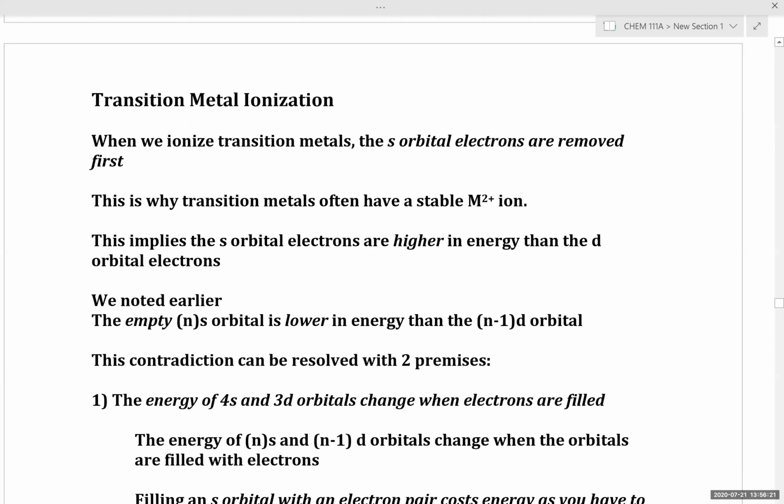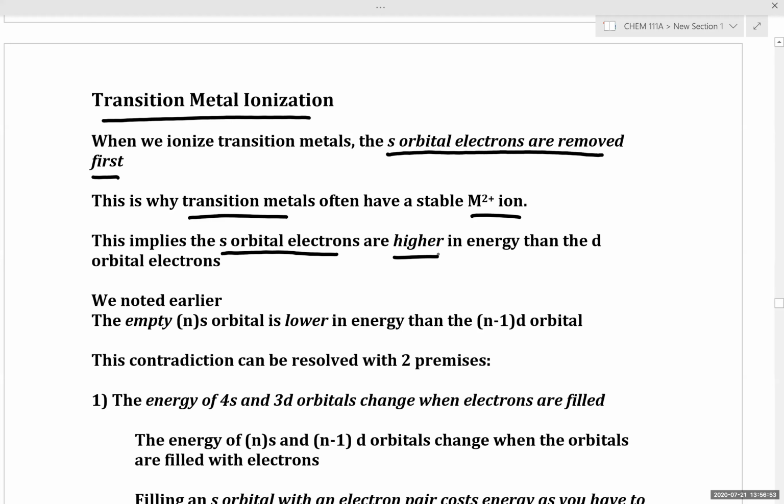Now, on this note, let's focus on transition metal ionization. So when we ionize transition metals, the s orbital electrons are removed first. Now, of course, you can just memorize this rule, but if we think about what's going on here, that sentence is a little strange, right? We know most transition metals have a stable metal 2+ ion, but the fact that we're removing the s orbital electrons first implies that the s orbital electrons are higher in energy than the d orbital electrons.